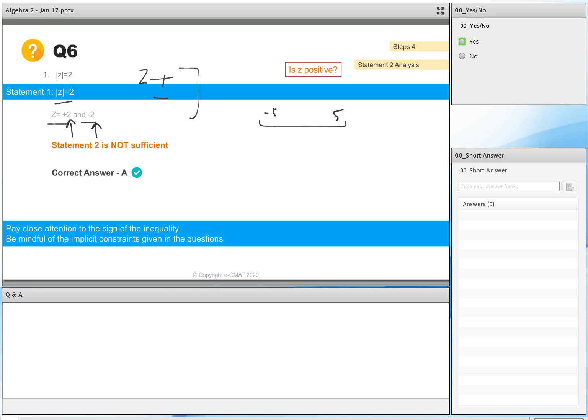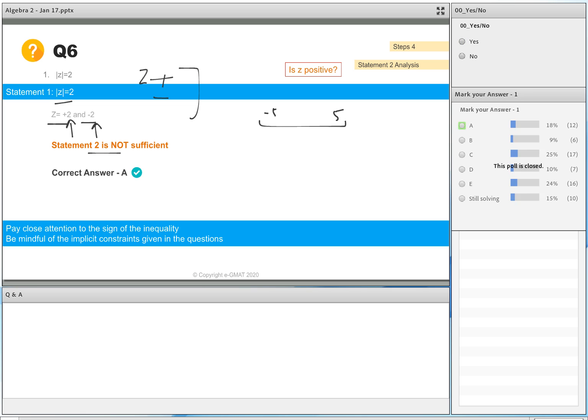And that is the reason we say that the second statement is not sufficient, which gives us the answer for this question as choice A. Let me bring out the poll over here. What I see is 18% of you have marked choice A for this question.